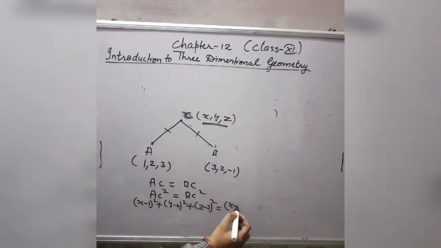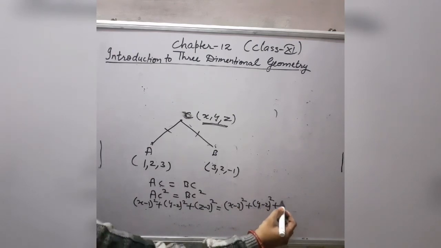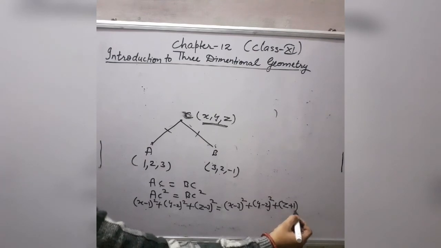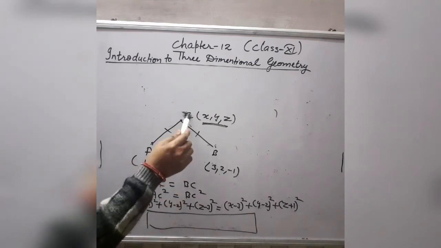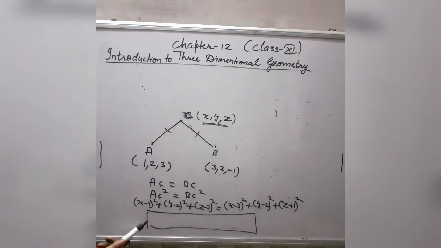This is equal to (x minus 3) square plus (y minus 2) square plus (z plus 1) whole square. When you simplify it, then x square, y square, z square are cancelled with x square, y square and z square, and the remaining terms give you a linear equation in x, y and z. This equation will be the set of points for this point. So in this way you can find the equation for a set of points.